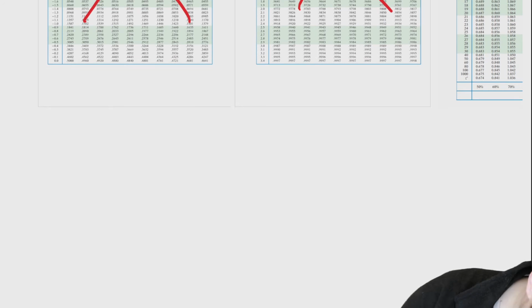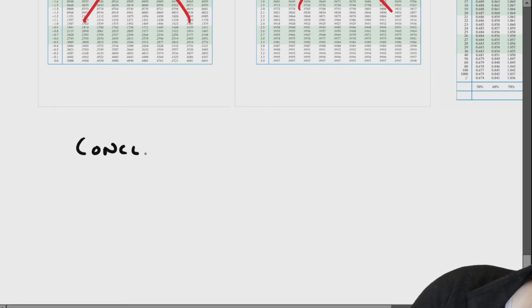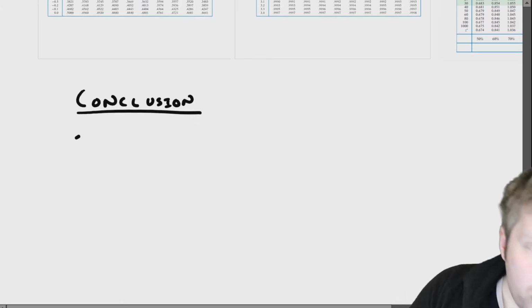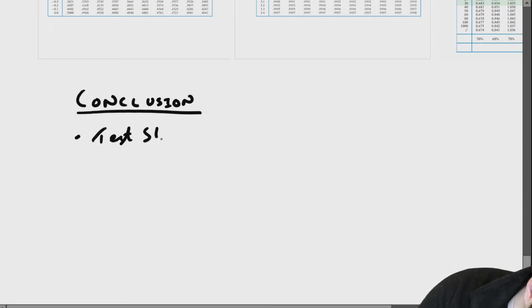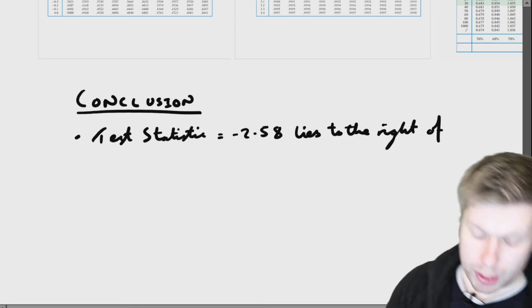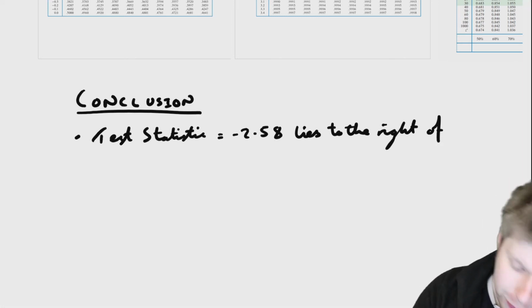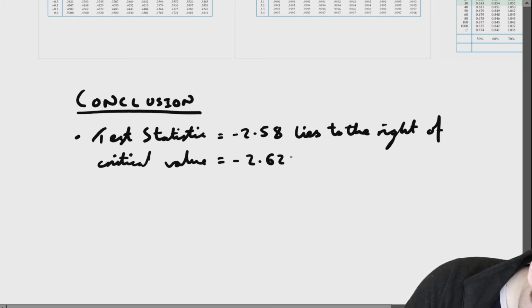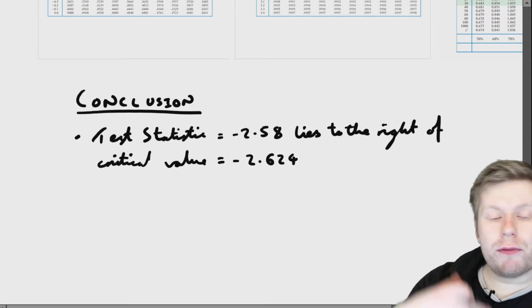So let me write down my conclusion down here. So I'm going to break it up. So my conclusion, first of all, is that because my test statistic, which was negative 2.58, lies to the right of my critical value, which was negative 2.624, then basically I say that I fail to reject the null hypothesis.